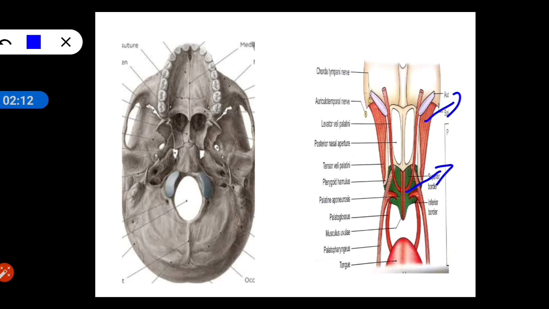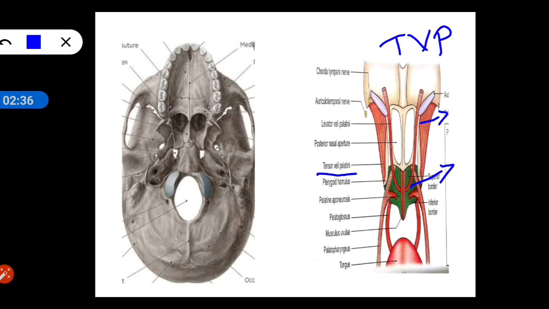Now we will see about the palatine aponeurosis. So the green color structure here, that is the palatine aponeurosis. This palatine aponeurosis is formed by a muscle which is called the tensor veli palatini muscle. So this is the tensor veli palatini muscle.